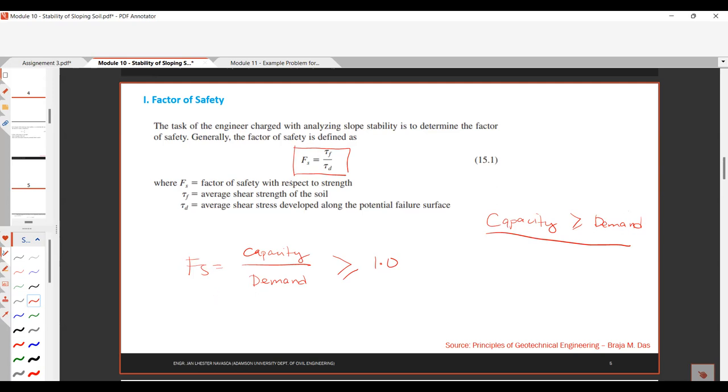Okay, so what is the average shear stress developed along the potential failure surface? We call it tau sub D. Tau sub F is, as we know, the average shear strength of the soil. So we have different laboratory tests to determine the shear strength of the soil. Okay, so where do we get this?